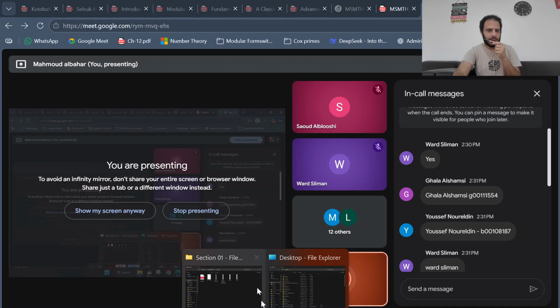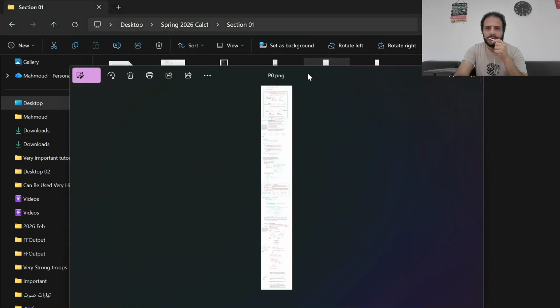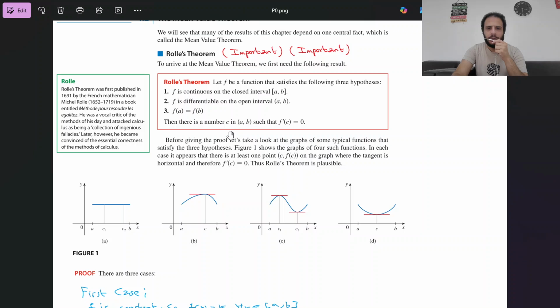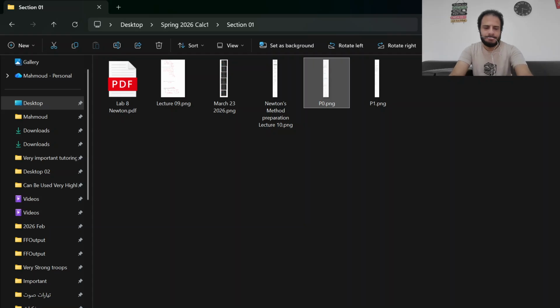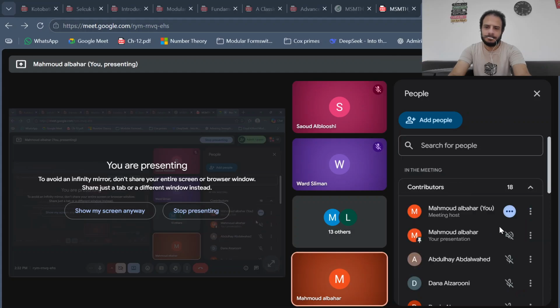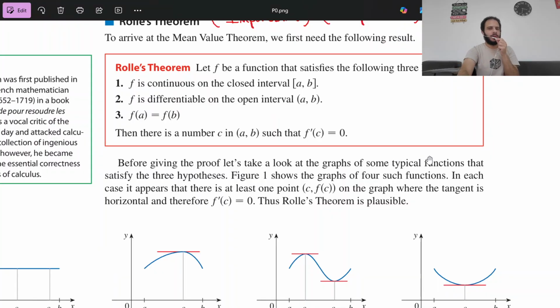We will continue the mean value theorem. Let me remind you what's the mean value theorem and what's Rolle's theorem. Let's see. See here, Rolle's theorem tells you that let f be a function that satisfies the following three hypotheses.